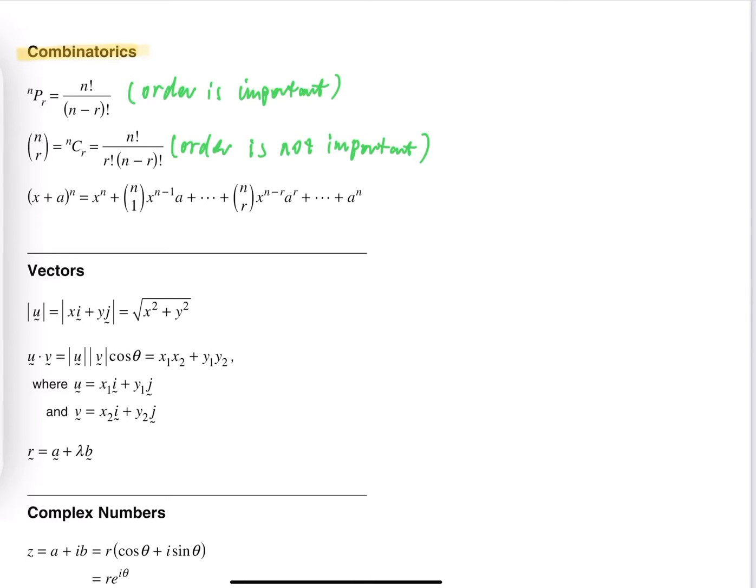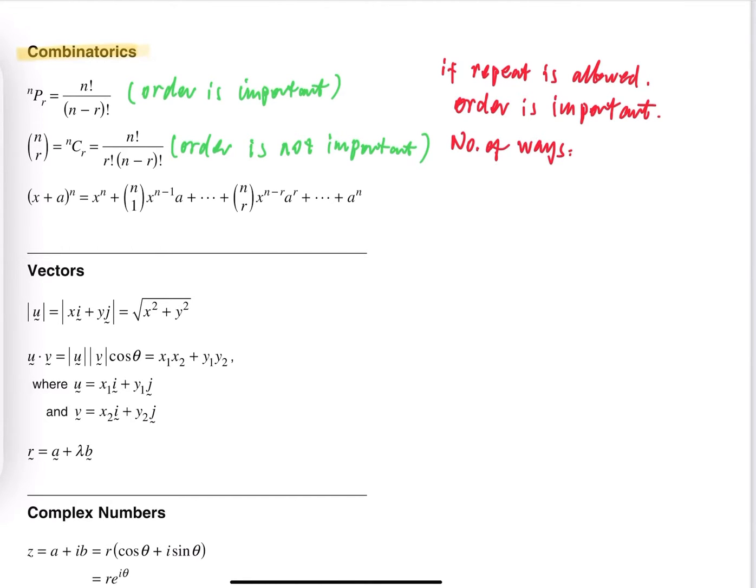Okay, but in both selections here, when using nPr and nCr, the element you select cannot be selected repeatedly. So what if you can repeat select? If repeat is allowed, and also order is important, then what is the number of ways? It is actually not P, not C, it is n to the power of r.